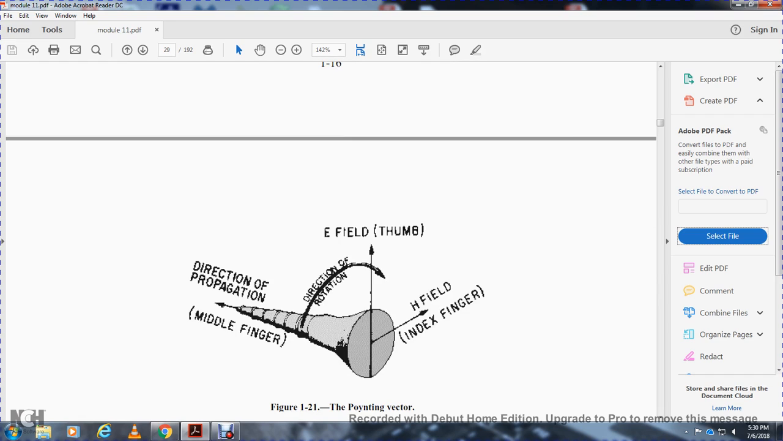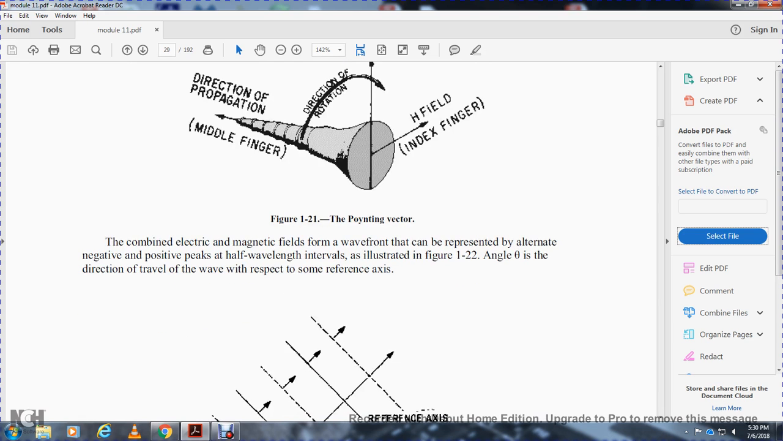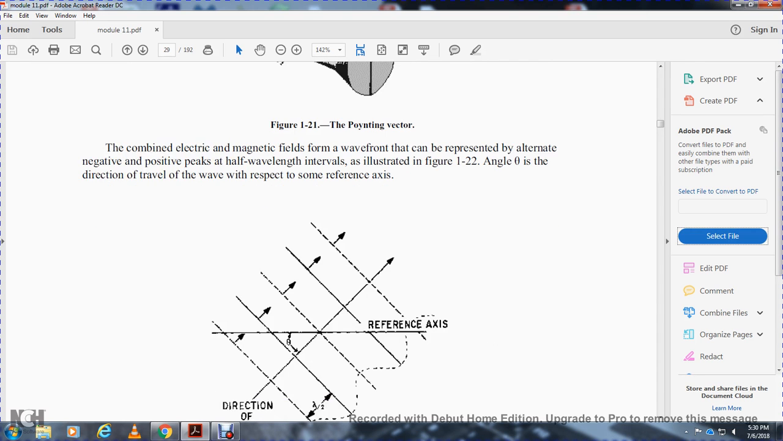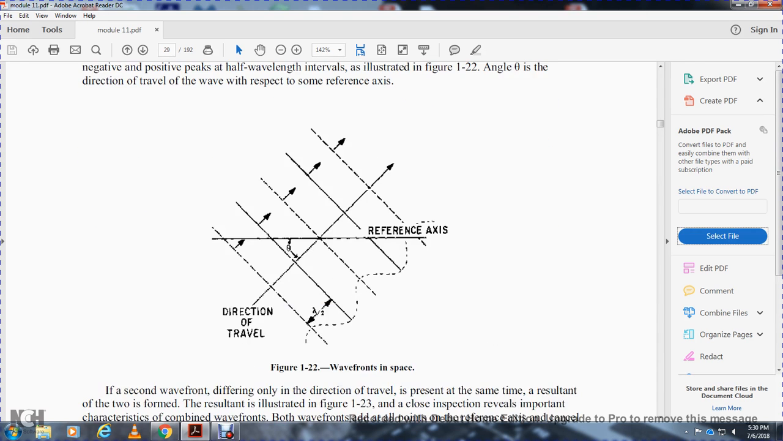The pointing vector is the direction of propagation, the middle finger is the E, the electric field, the thumb is the direction of rotation, and the magnetic field is the index finger. The combination of electric and magnetic fields forms the wavefront, representing the alternate positive and negative peaks of the half wavelength intervals illustrated in figure 122. Angle 0 is the direction of travel of the wave with respect to the reference axis.